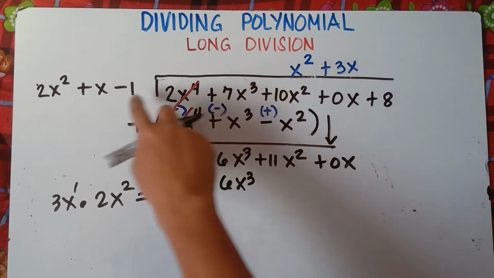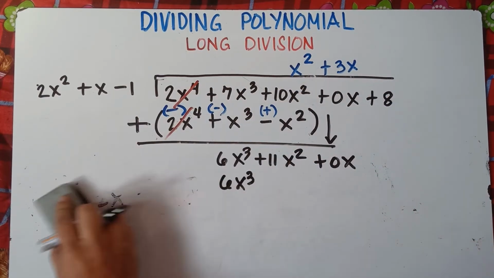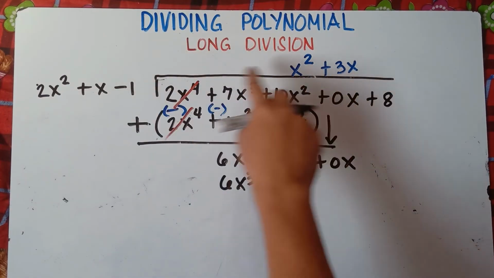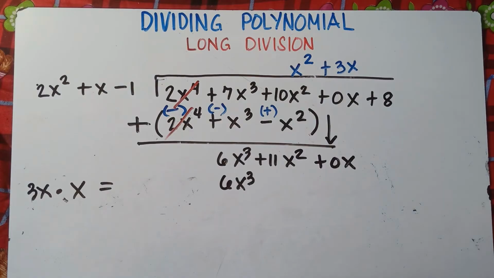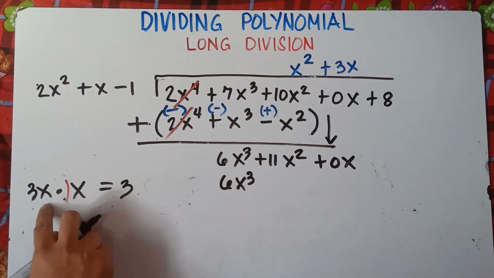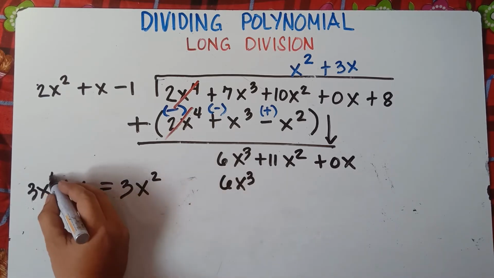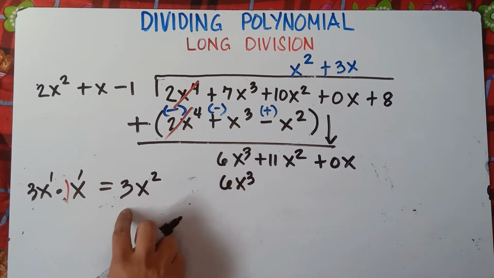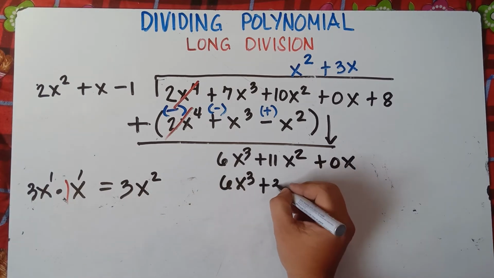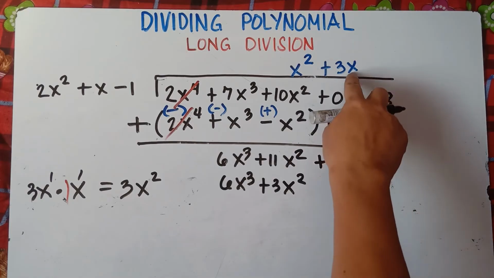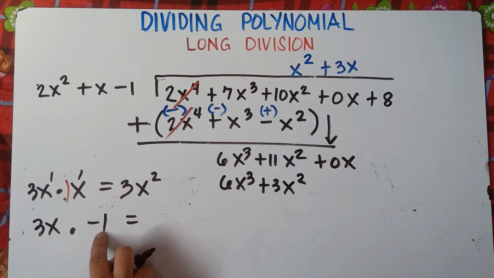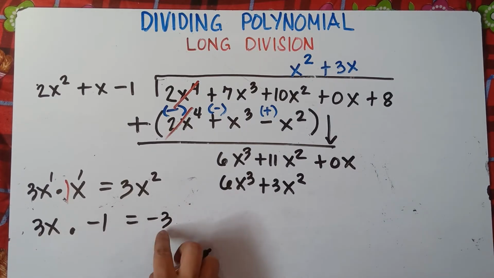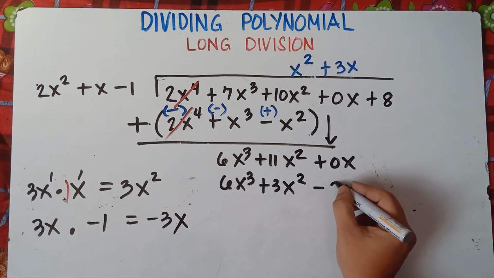Then 3x times x. So once again, you multiply every term in this equation. Understood that there's 1 here. Always remember that 1 in x. So 3 times 1 is 3. Then x times x, that would be x squared. You add the exponent. 1 plus 1, that is 2. So positive 3x squared. Then 3x times negative 1. 3 times negative 1, that's negative 3. X times none, copy. Negative 3x.